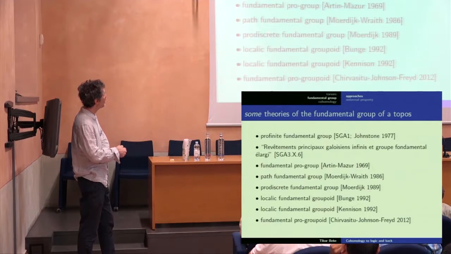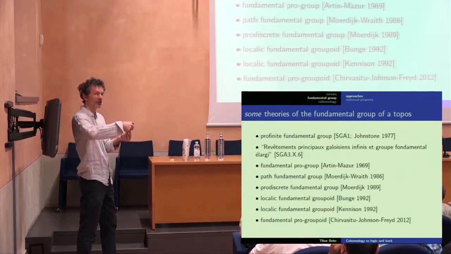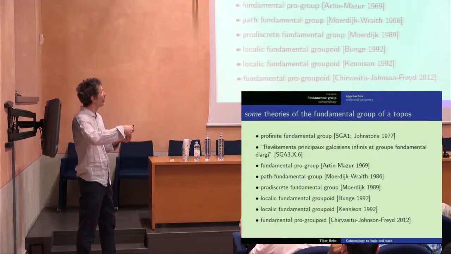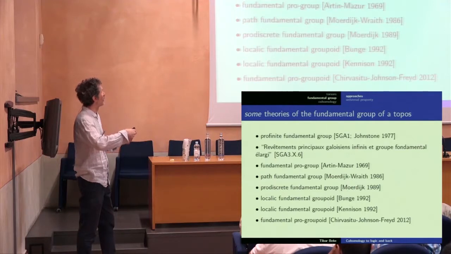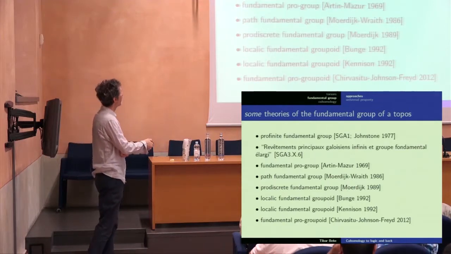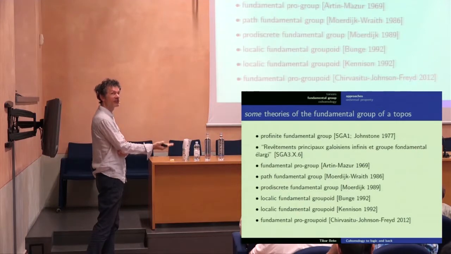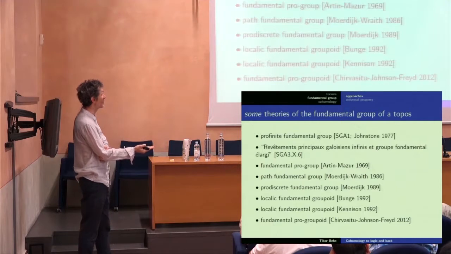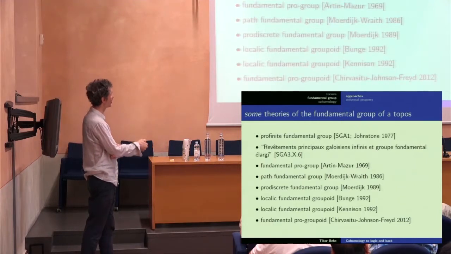It turns out that you can imitate the path definition of the fundamental group because these toposes are exponentiable. Moerdijk has an elaboration of this. The localic fundamental group is really a groupoid. So this is interesting that there is a set of connected components. I mean, it's very non-obvious that you can do that. You can do it in some cases.